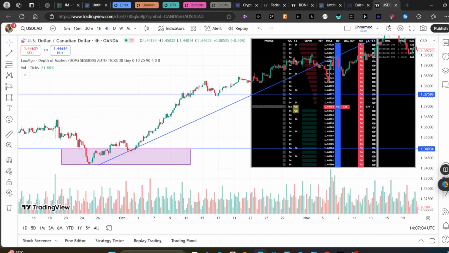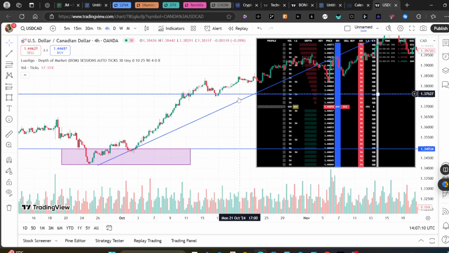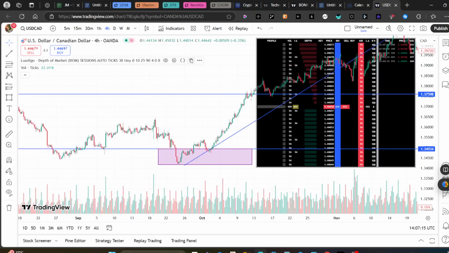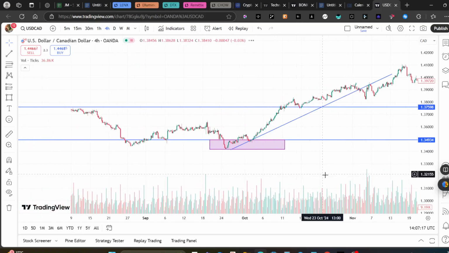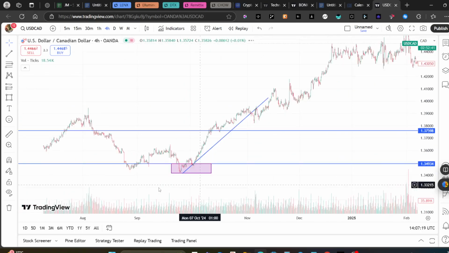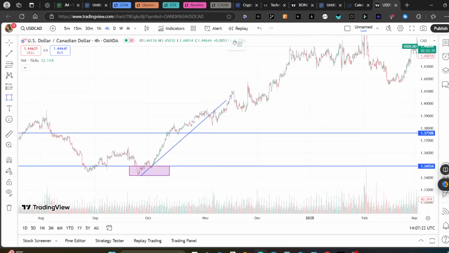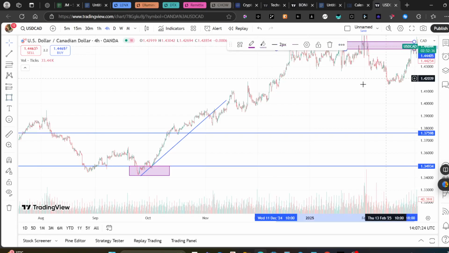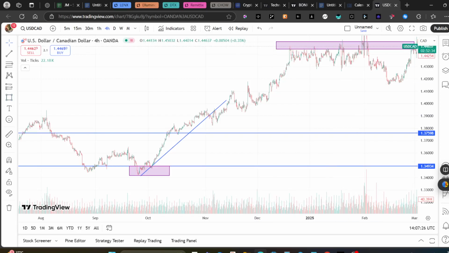Now, concerning your take profit strategy, use key support and resistance levels or liquidity zones as exit targets. You can also monitor the order flow in real time. Okay, if you see the imbalance fading, it's a sign to exit.